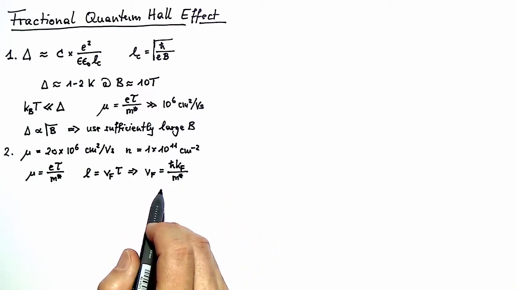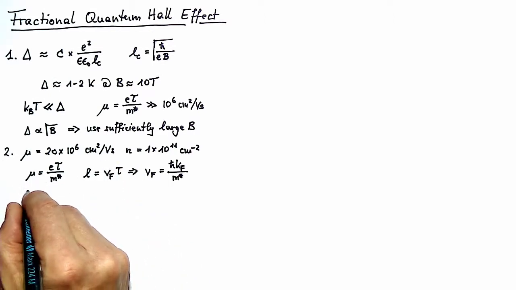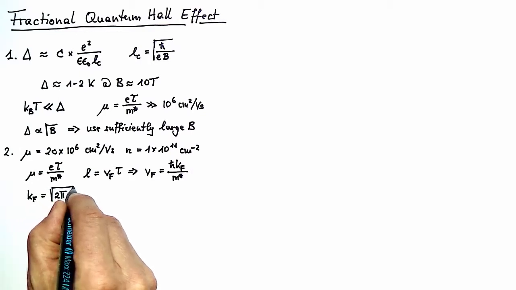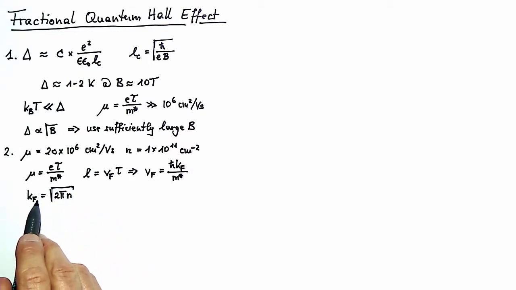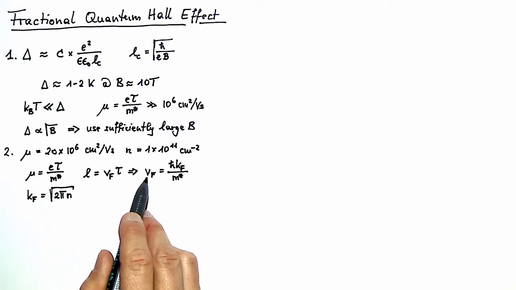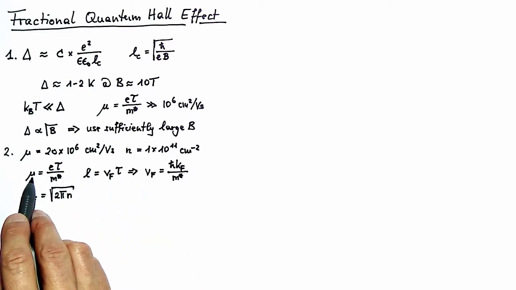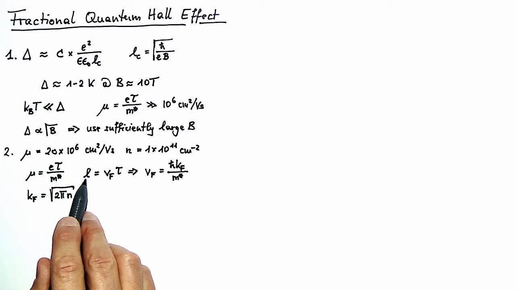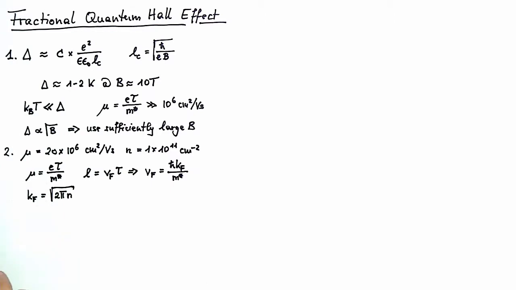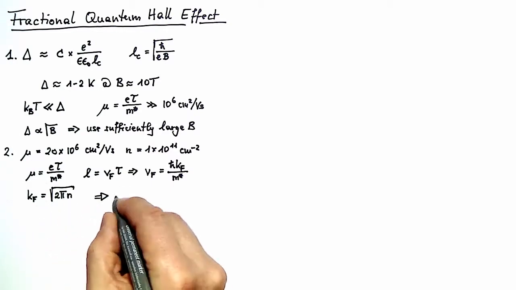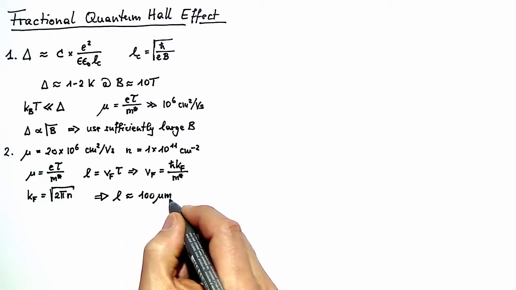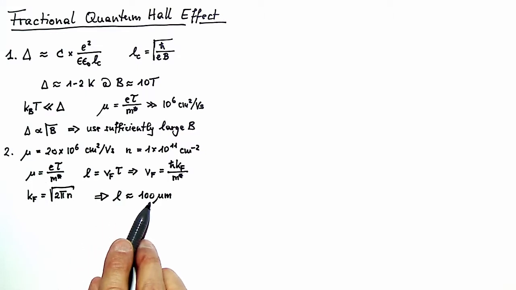How do we get the Fermi wave vector k_F? This is related to the density in a 2D electron gas. So the Fermi wave vector k_F is given by the square root of 2 pi times the density of electrons in the electron gas. So now using this k_F, inserting it here gives us the Fermi velocity, and calculating tau from mu gives us the tau that we need here, and then we can calculate the mean free path. Now, plugging these numbers in and calculating the mean free path gives you a number L of approximately 100 micrometer, 0.1 millimeter. This is quite a remarkable distance, and it of course has consequences for the experiment.